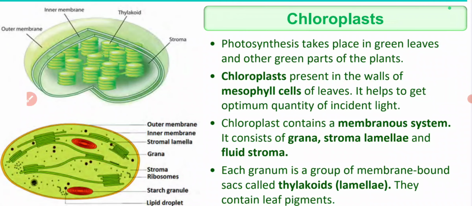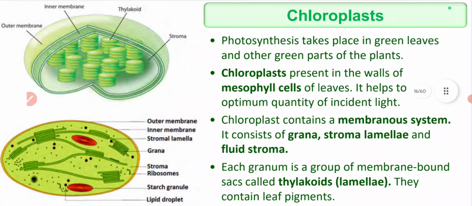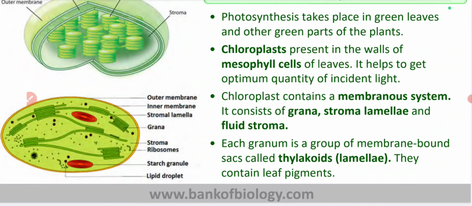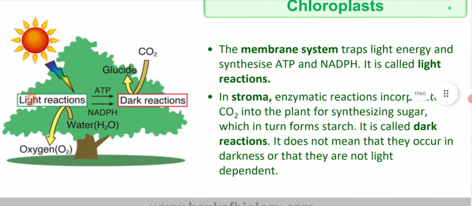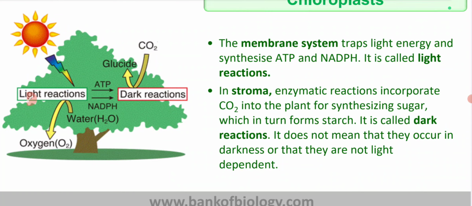The chloroplast contains a membranous system. It consists of grana, stroma lamellae and fluid stroma. Each granum is a group of membrane-bound sacs called thylakoids or lamellae. They contain leaf pigments. The membrane system traps light energy and synthesizes ATP and NADPH, as you can see in this diagram. It is called the light reaction. In the stroma, enzymatic reactions incorporate CO2 into the plant for synthesizing sugar, which in turn forms starch. It is called the dark reaction, also called the carbon reaction.